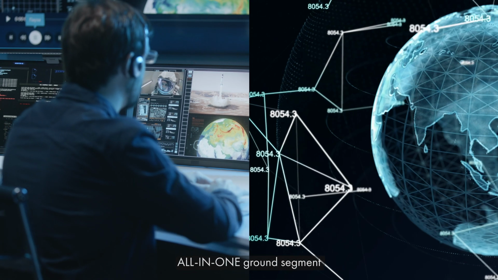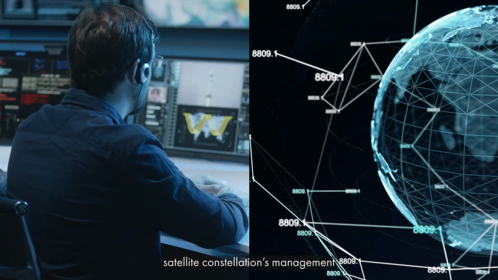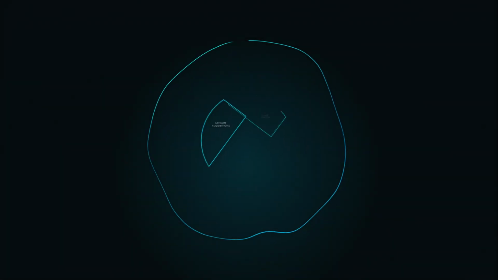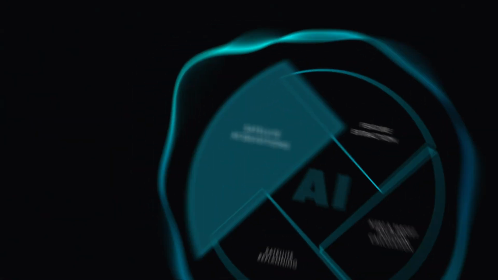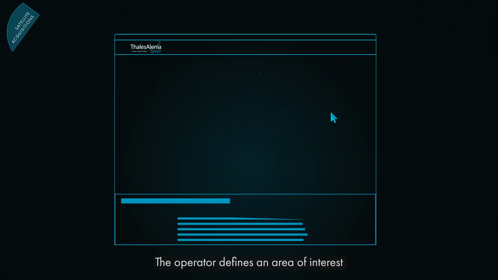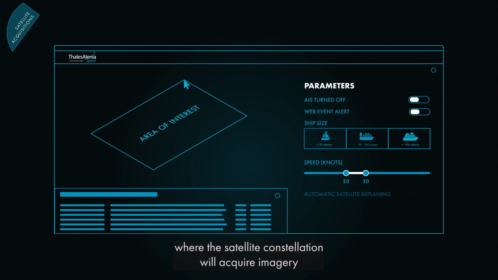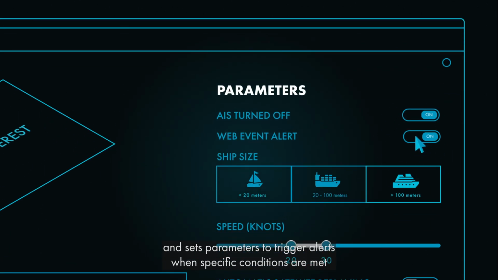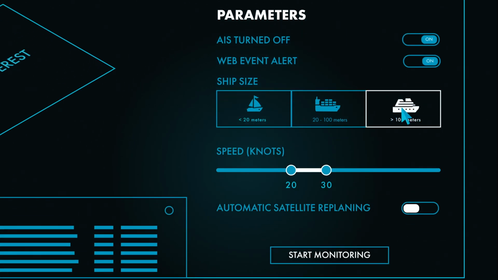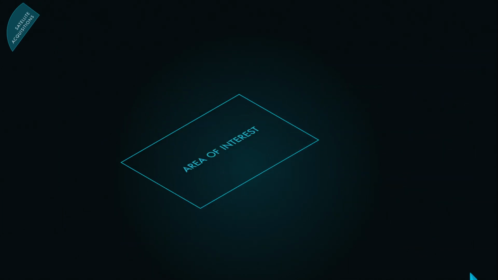All-in-one ground segment combining automation and control to revolutionize Earth observation satellite constellation management. The operator defines an area of interest where the satellite constellation will acquire imagery and sets parameters to trigger alerts when specific conditions are met. Automatic re-planning mode can be activated and deactivated as needed.